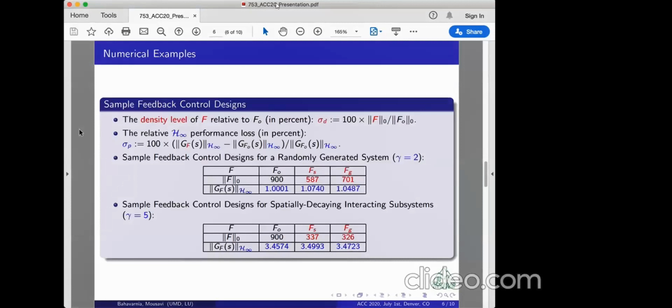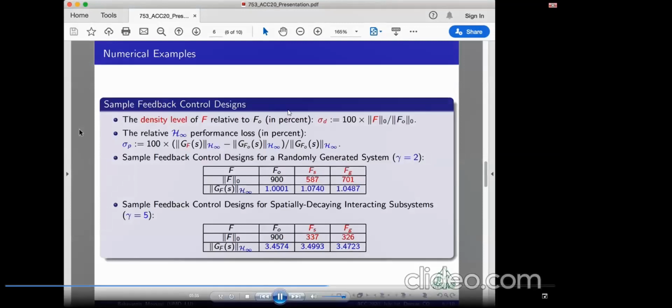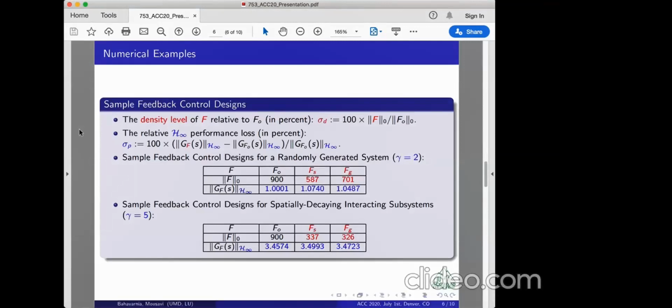Here we design F sub S by reweighted L1 and F sub G by the greedy algorithm for two classes of LTI systems. In the case of randomly generated systems, for F sub S, we have 35% sparsification at the expense of 7% performance loss, and for F sub G, we get 22% sparsification at the cost of 5% performance loss. For the class of spatially decaying systems, we observe the greedy design outperforms the reweighted L1.